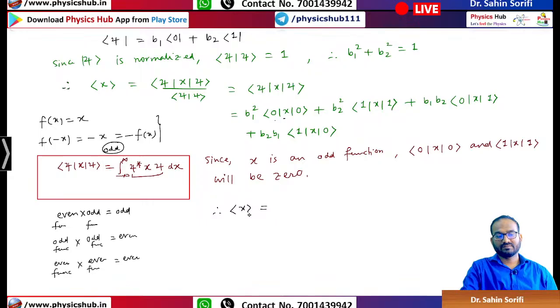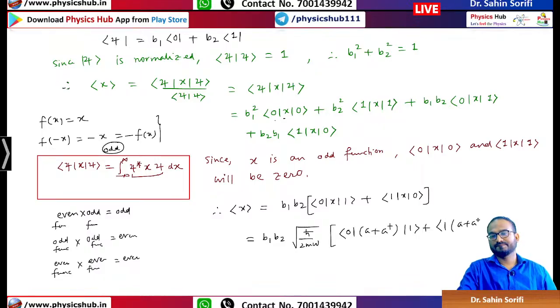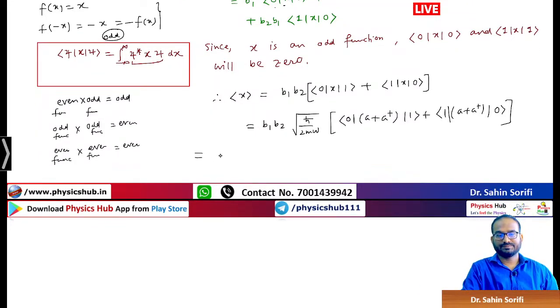So the expectation value of x becomes how much? b1 b2 0 x1 plus 1 x0, right? b1 b2 0 x1 plus 1 x0. So b1 b2, what is x? x is square root of h cut by twice m omega, a plus a dagger. We have already told you this; if you check the previous class, you will see it. And this is equals to square root of h cut by twice m omega b1 b2.